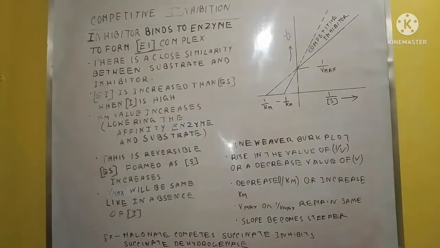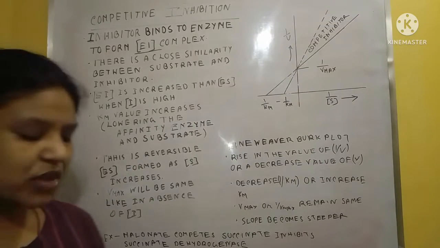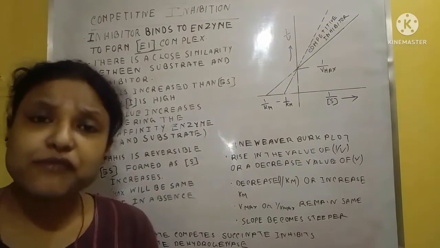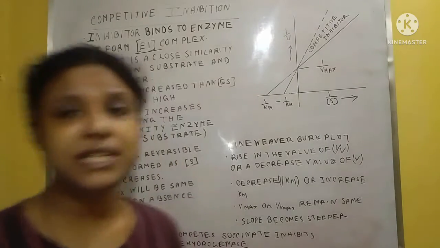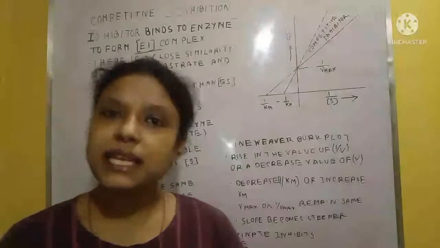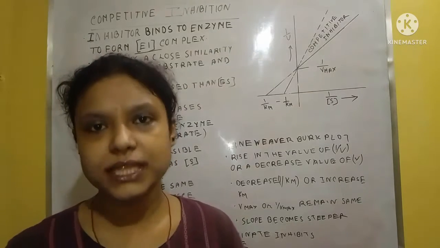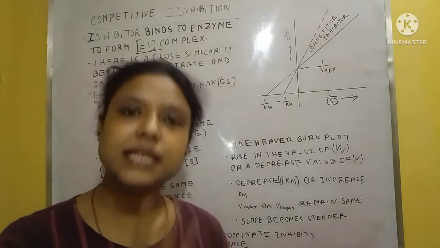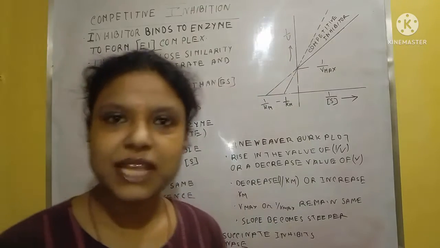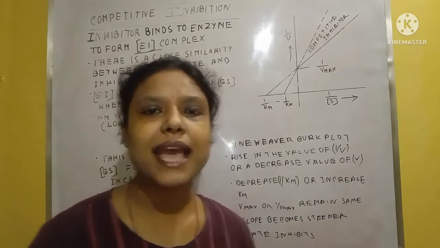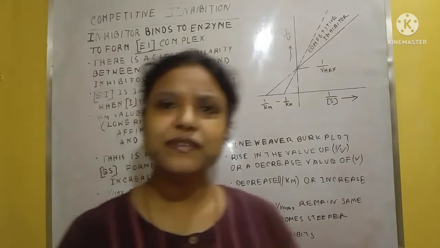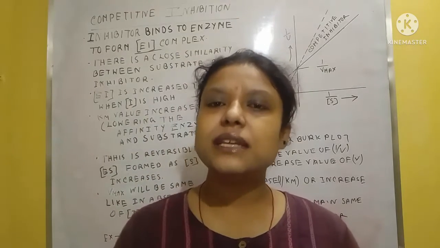But this is reversible because as usual, if the substrate concentration is high in the medium anyhow, then the inhibitor cannot bind with the enzymes. Then the substrate easily binds with the enzyme's active site to form the ES complex. Clear? So here the EI and the ES complex reversibly change their places.